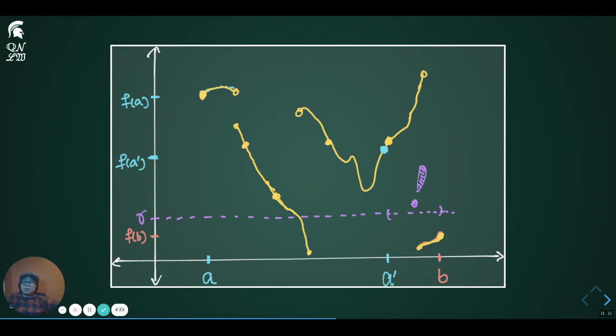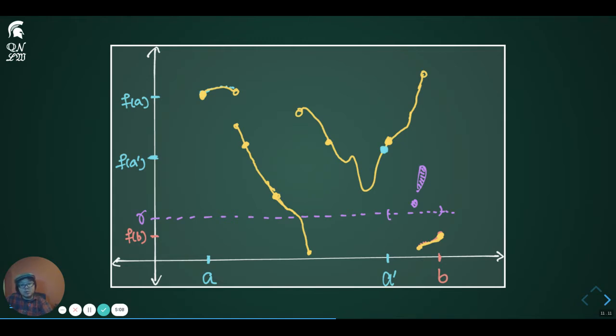Now, while this horizontal line does in fact intersect the yellow curve, it does so at an x value that is less than a prime. That is, outside the interval a prime to b. There is in fact no intersection of the gamma horizontal line with the function f within the interval a prime to b. And this last test shows us that our function does not, in fact, satisfy the intermediate value property.